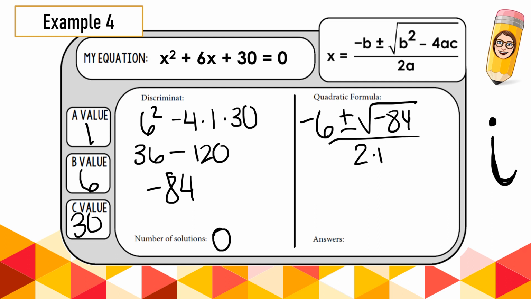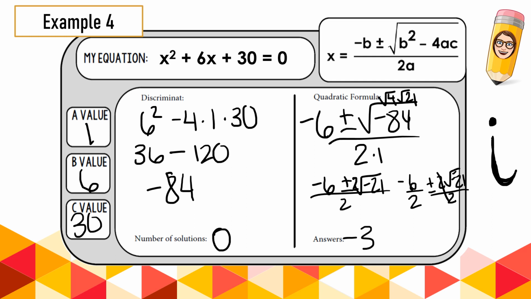Let's break down this 84, okay? So 84, and I'm going to guess 4, yeah? All right, so 4 and 21. So that'd be negative 6 plus or minus 2 square root of negative 21, all over 2. So if I split that up over 2, that means that cancels. So I've got negative 3 plus or minus the square root of negative 21.